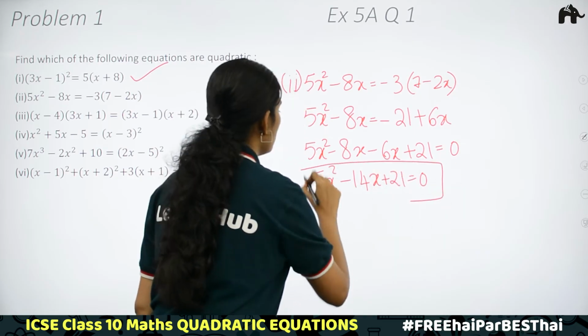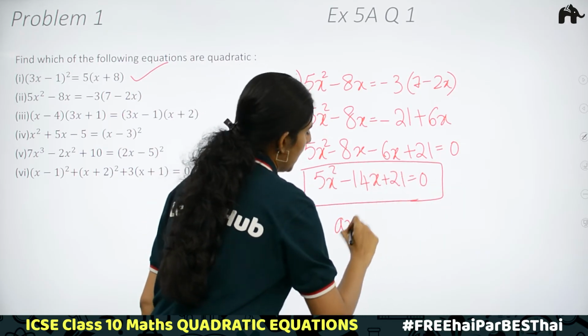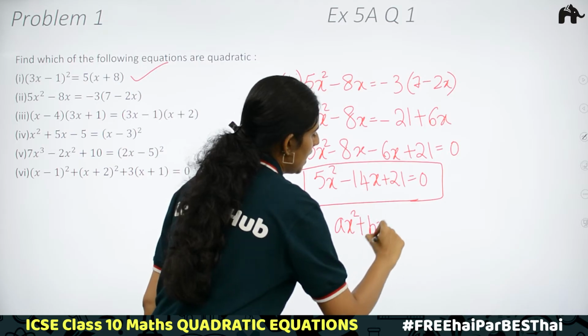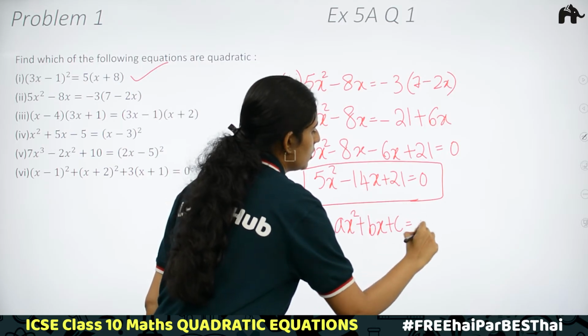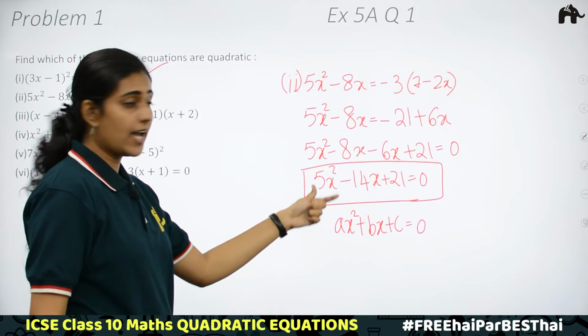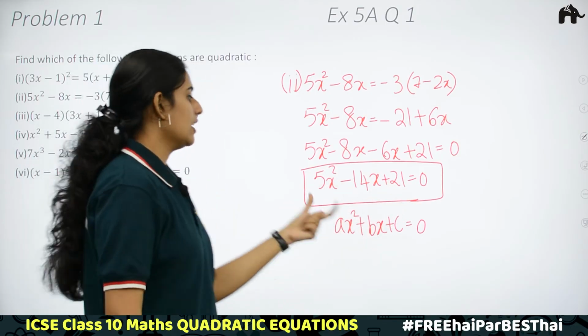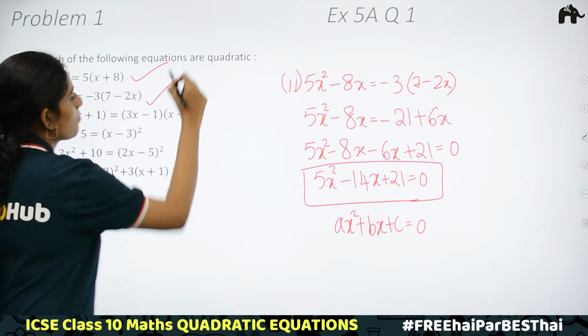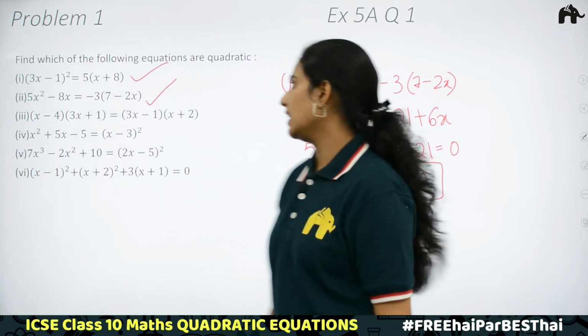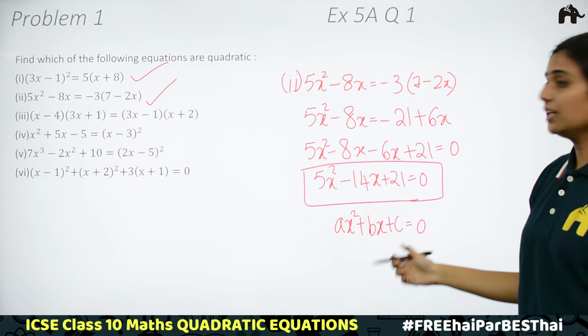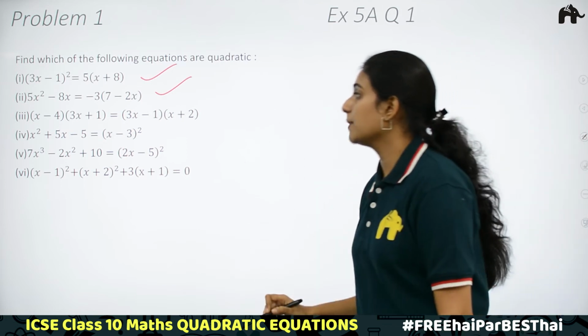5x square minus 8x minus 6x, minus 14x, plus 21 is equal to 0. We again obtained the form ax square plus bx plus c is equal to 0. Here a is equal to 5, b is equal to minus 14 and c is equal to 21. This is also a quadratic equation. Clear?